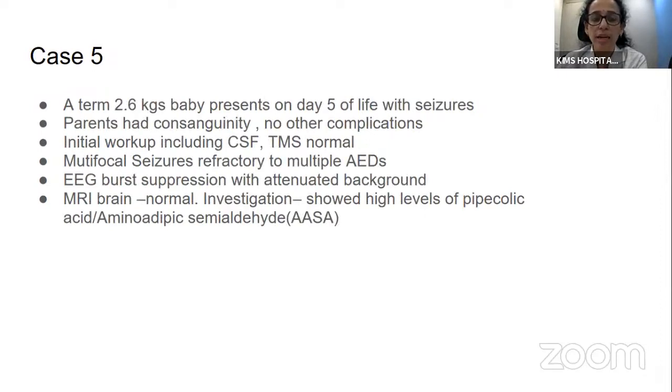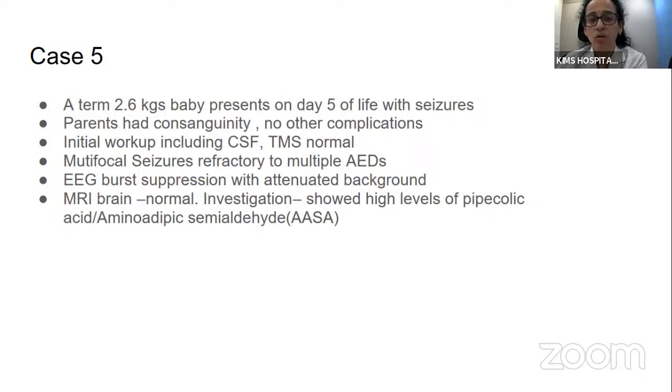A term 2600 grams baby presents on day 5 of life with seizures. So this is the similar presentation for most of the IMs. The parents had consanguinity, but there were no other complications. Initial workup like blood glucose, electrolytes, lactate, ketones, everything was normal. And the CSF was also normal, and TMS was done for this baby, which was also normal. The baby was started initially on first line anti-epileptics, and then it was refractory to the treatment.